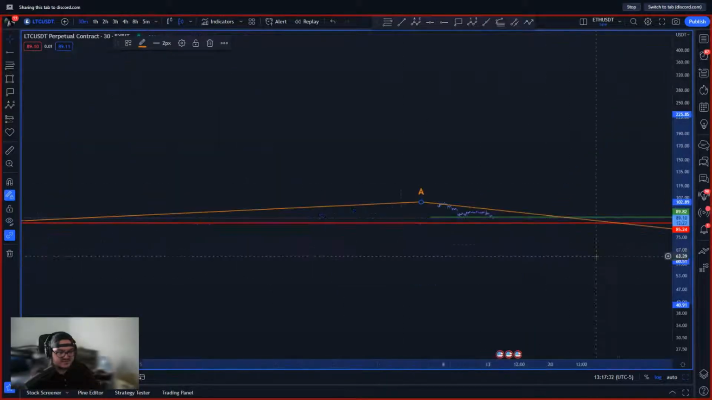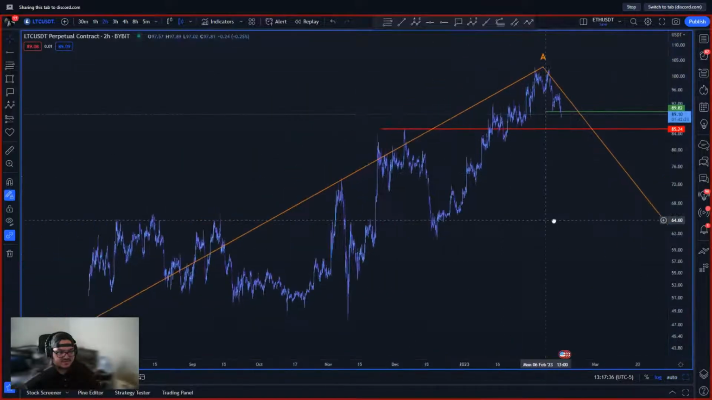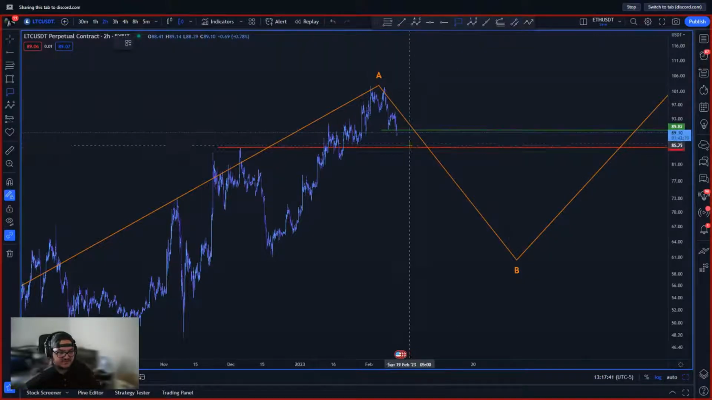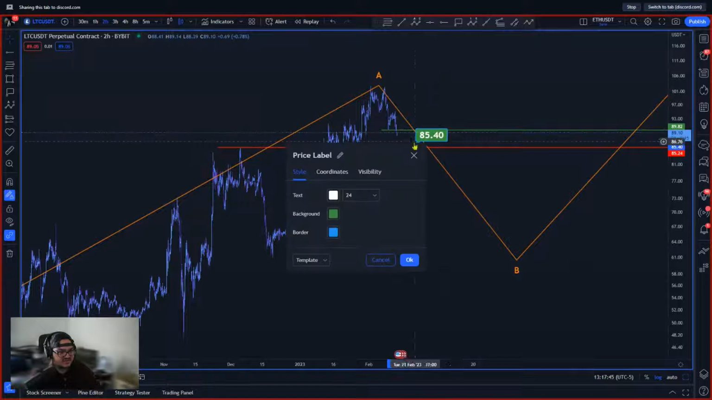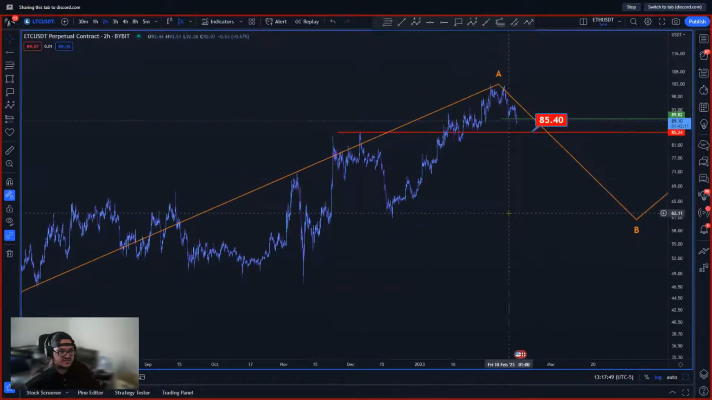Let's go down to a 2-hour. If we are going to come down to a B wave, I will probably attempt to take this short if we do come back below this, because it's a major macro pivot. I'll show you the setup of how I'm viewing this.